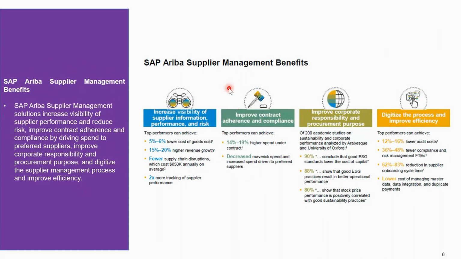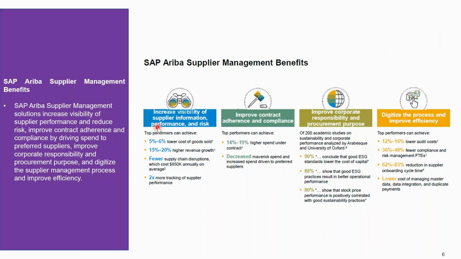Moving on to the benefits. If you think of the visibility, the visibility of supplier information, performance and risk. If I talk about the metrics, 5 to 6% lower cost of goods sold, or 15 to 20% higher revenue growth in the long term. These are metrics given by a few agencies like Gartner. So what I'm trying to mention is that the visibility of the supplier data will rise altogether.